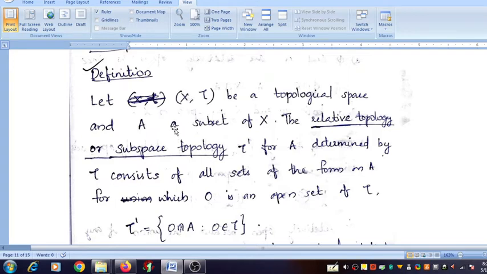The topology that we are going to define on the subset A will be called the relative topology, or the subspace topology. It is called the subspace topology because it is a topology defined on a subset of the set X. But how can we define the relative topology? For convenience, we denote the subspace topology by tau prime.